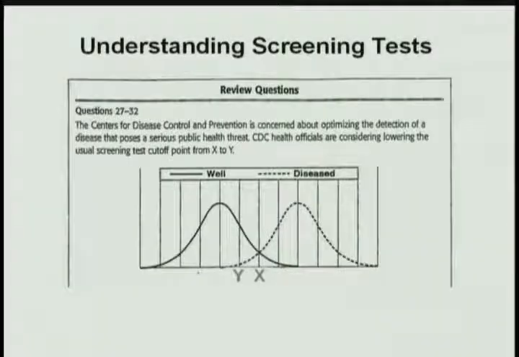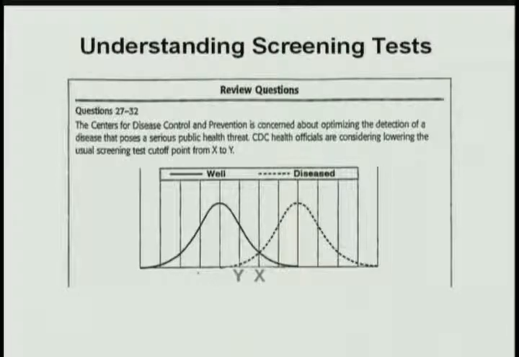Number 30. Moving the cutoff in the manner being considered by the CDC causes the sensitivity to do what? Without a hope, it's fairly straightforward. Sensitivity is increasing, because when I'm at Y, I'm doing a much, much better job of correctly labeling all the disease people. Now, understand, the fact that I'm misclassifying healthy people doesn't matter here. The fact is I'm correctly classifying disease people, and that's what sensitivity is about.